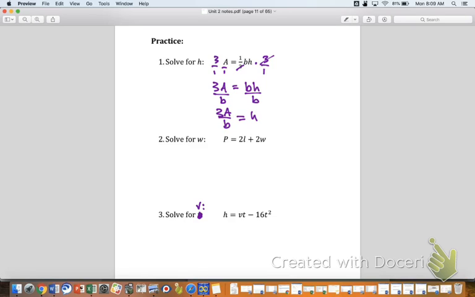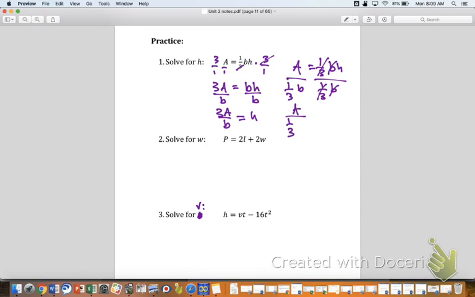Walking around, peeking over shoulders, I did see a slightly different answer, and I wanted to point this out. I saw some folks that started off with the same thing we all started off with, and their first step was to divide by 1/3 b. This is actually a correct step, isn't it? They wanted to get rid of the 1/3 times h, so they divided by 1/3. And they wanted to get rid of the b, so they divided by b. The 1/3 would cancel with the 1/3, the b would cancel with the b.